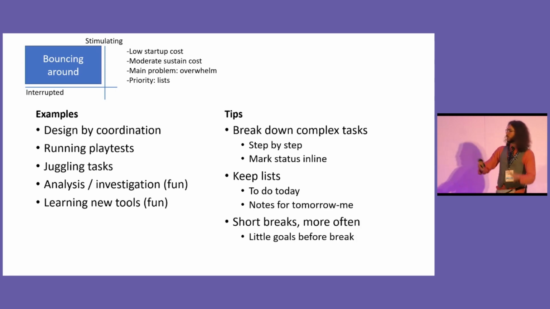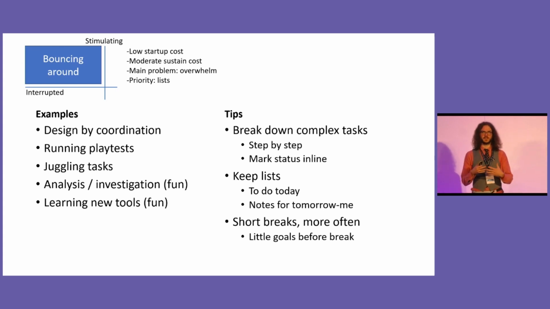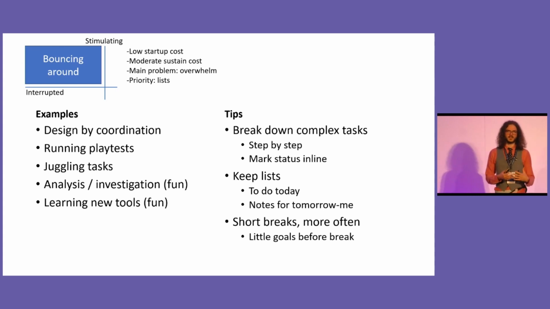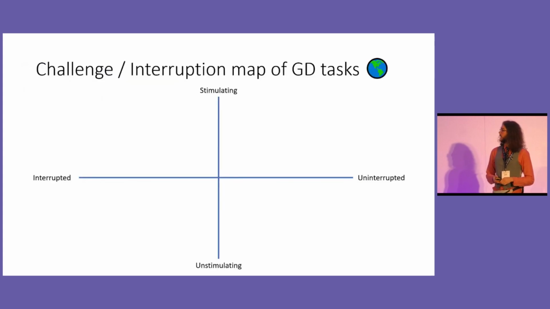On the interrupted side, we're going to want to take short breaks more often. So find something that you can do for 3-4 minutes. Maybe the Pomodoro technique is good here. We're going to look at what to do on your little break in a moment.